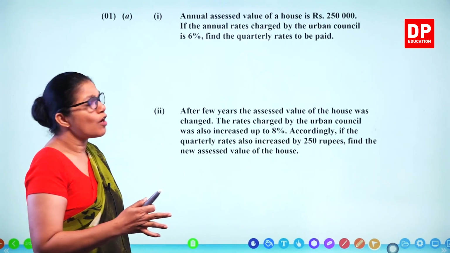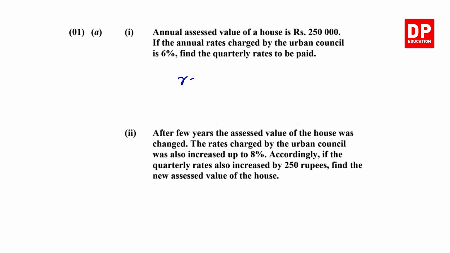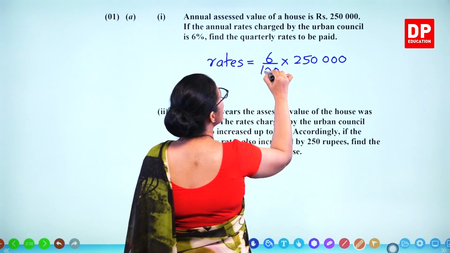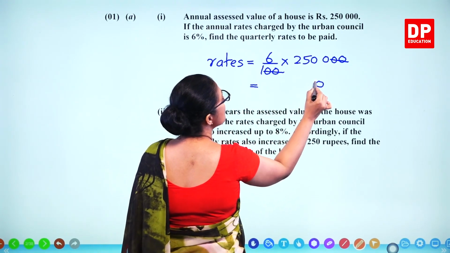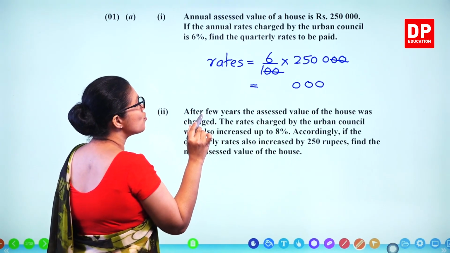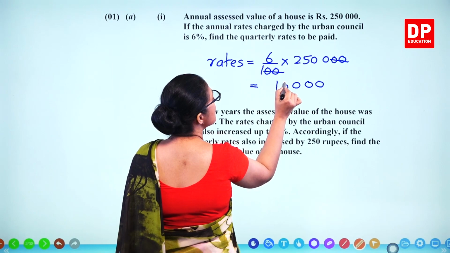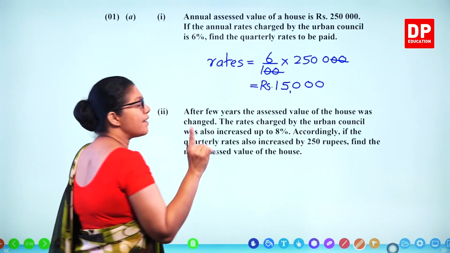So 6% of the assessed value. What's the rates? 6% of 250,000. So 2 zeros get cancelled out. You get 0, 0, 6 times 5, 30. 6 times 2, 12 plus 3, 15. So 15,000 rupees is the annual rates.